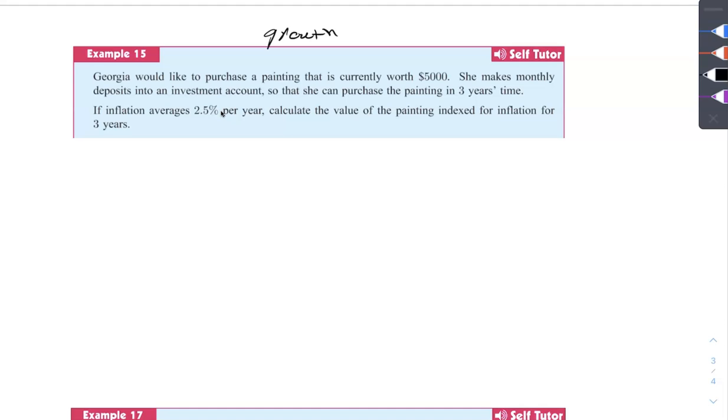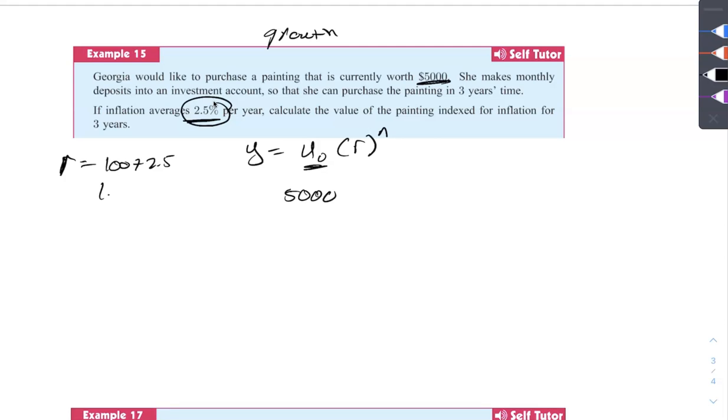So we're going to do the exact same thing we did before: our initial value, U0, times our growth rate to the power N, where N is time. My initial value is $5,000. Our growth rate is right here. Remember, our R is always 100 plus or minus that, or 1 plus or minus that. 100 plus 2.5 is 102.5, or 1.025. When we plug it in here, unlike the other formula, we don't plug it in as a percentage. So it's 1 plus 0.025, and that goes in here.